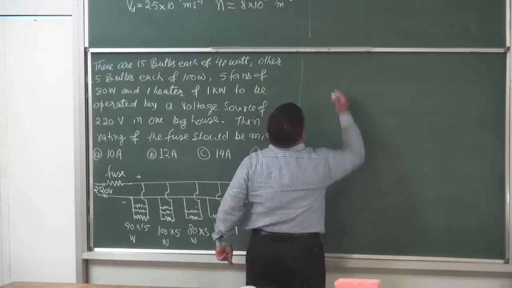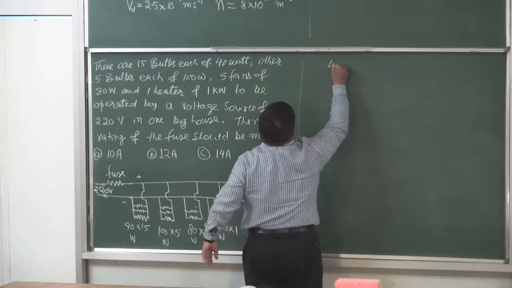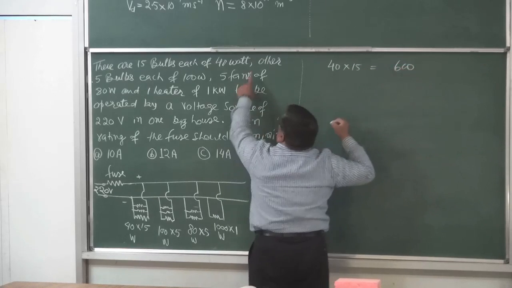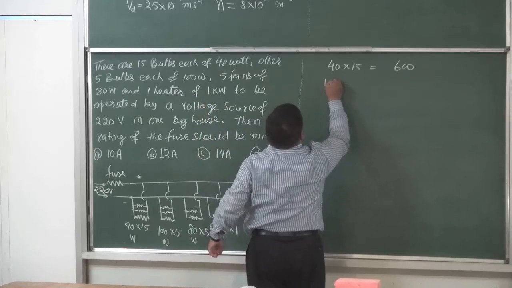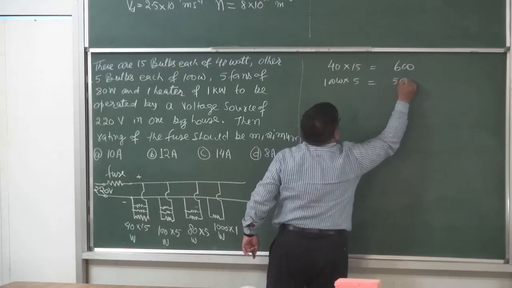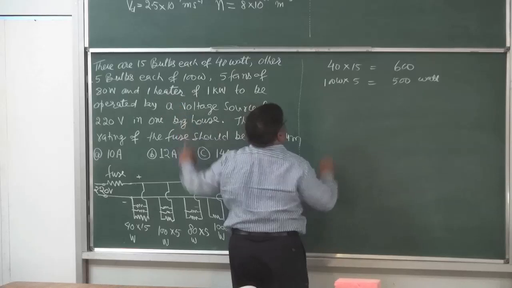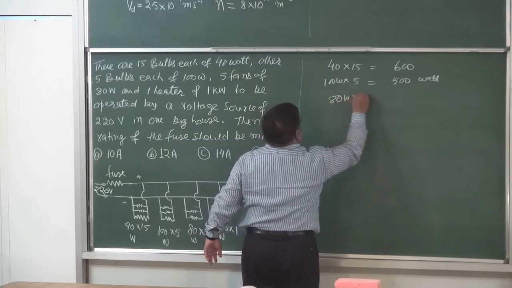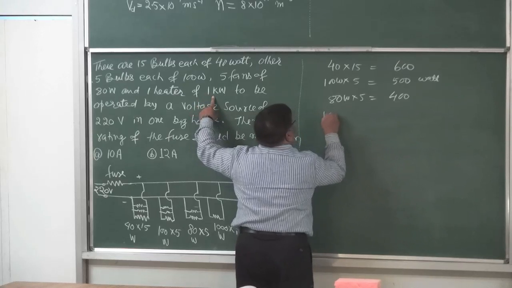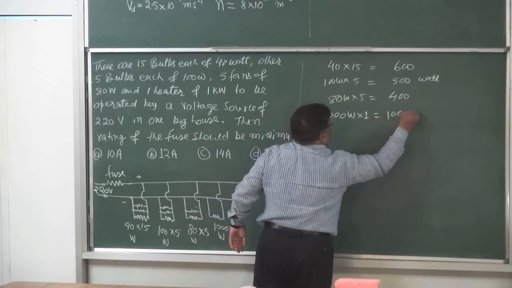Okay, now let's make the summary of the total energy used. Energy per second is watt, power. So for the 15 bulbs of 40 watt, 40 into 15, 600. After that, 5 bulbs, 100 watt, that is 500. After that, 5 fans, 80 watt, 400. 1 kilowatt, 1 heater. Kilowatt is 1000 watt. 1 heater is equal to 1000.